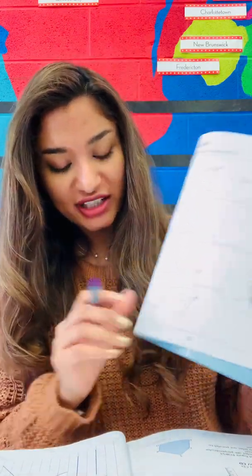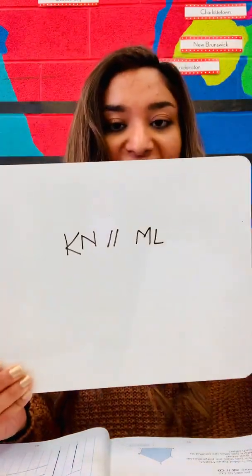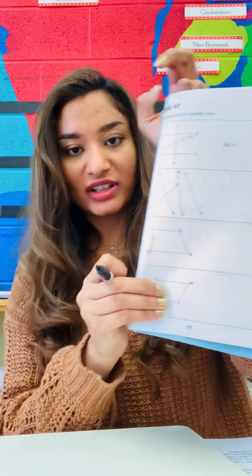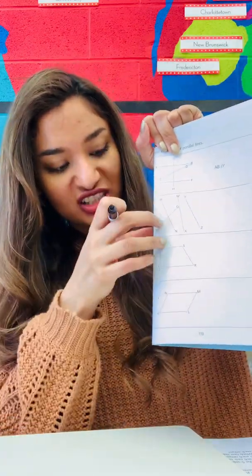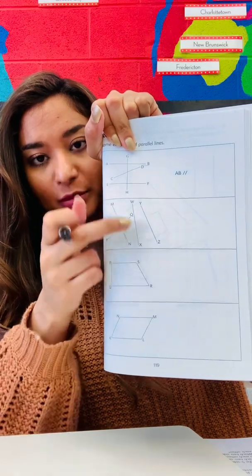I'll write it on our whiteboard. For my last one, I would write K and N are parallel to M and L. There we go. So that is my answer for the last one. Now you get to do these two middle ones. You get to find out which ones are parallel. Use your ruler to help you.